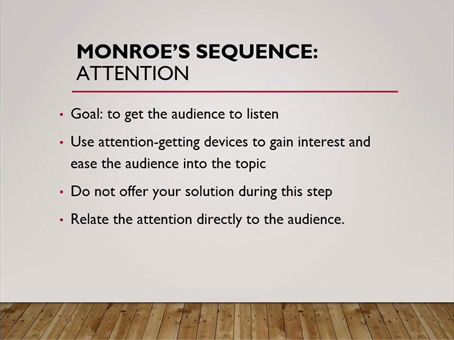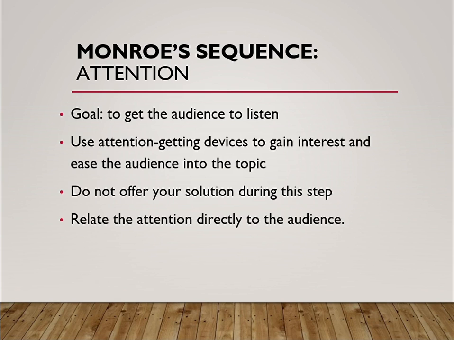So now we are looking at the first stage of Monroe's sequence, which is attention. Your goal is to get the audience to listen. You need to use attention-getting devices to gain interest and ease the audience into the topic. Again, let me remind you that you don't have to shout, you don't have to show videos. You can use something as simple as a question in order to gain interest.